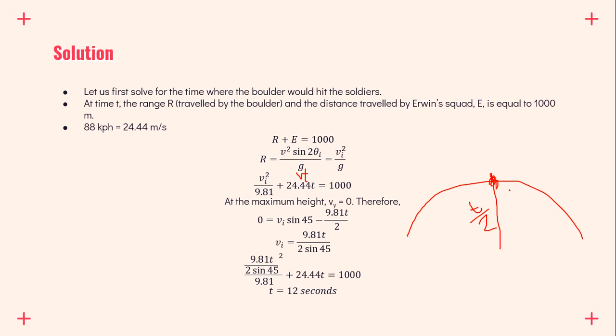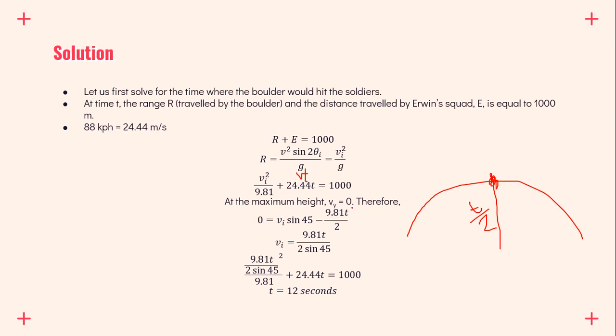Now, we want to use other formulas because we are already stuck in here. Because we have vi here and t here, we don't even know what vi is and we don't even know what t is, and we're looking for vi. So using other formulas, analyzing the y component of the projectile, we have at the maximum height, vy is equal to 0. So that is this point. Therefore, 0 is equal to vi sine 45 minus 9.81 t over 2.